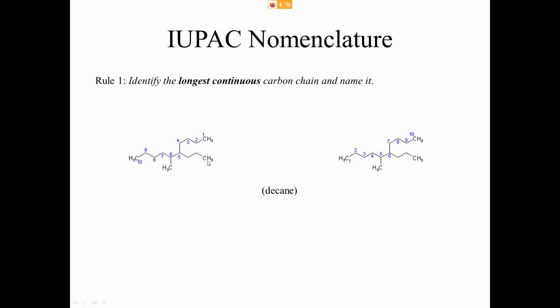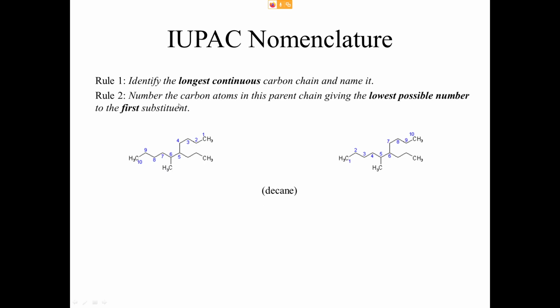And when you're counting substituents, this one, where it's attached to the main chain, is by definition number 1. It must be number 1. So this is 1, 2, 3, and this one is simply 1. Okay, so good. So we're going to number the carbon atoms, giving the lowest possible number to the first substituent.